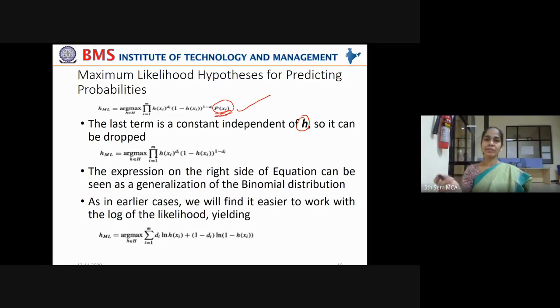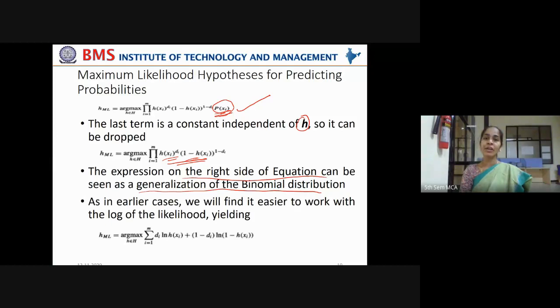Did you understand? That is why the last term is a constant. We call it a constant, independent of the hypothesis H, so it can be dropped. Let us make our formula simpler by dropping that constant. Now the maximum likelihood hypothesis is equal to argmax of the product of the occurrence of the event and the non-occurrence of the event.